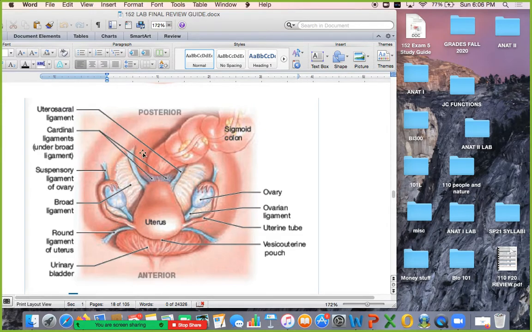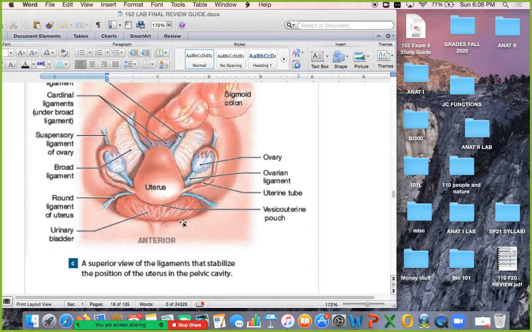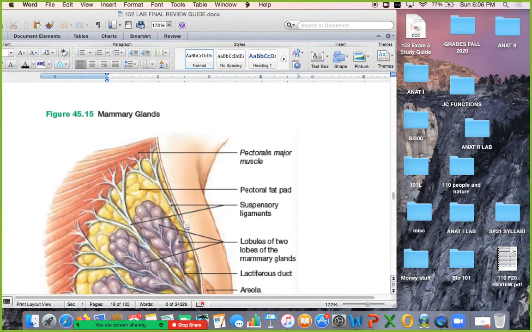And then we have the cardinal ligaments, which are found underneath the broad ligaments. You can't really see it. Here's the broad ligament, which again looks kind of like bat wings a little bit. And then the round ligament of the uterus here. So there's a lot of different ligaments that hold these structures in place. Although these are all soft organs, they're all going to be held in relative location to one another by a very intense ligament network.